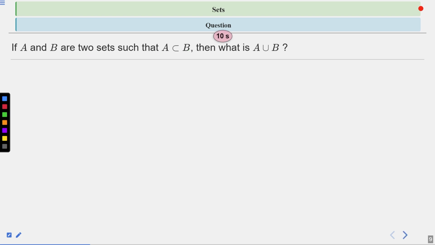So please do try. Comment your answer. You will have some seconds to try it and then we will move on to the solution slide. So your time starts now.